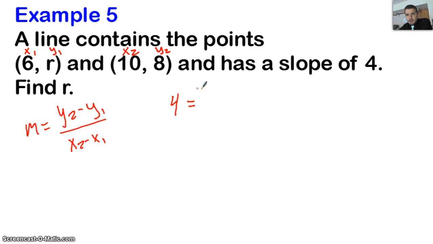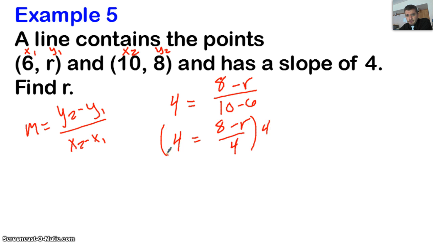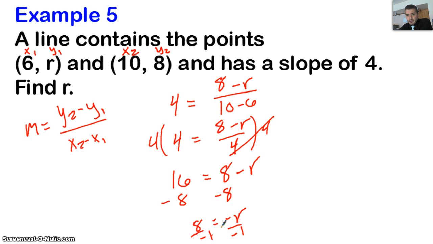So 4 equals 8 minus r over 10 minus 6. Work out the bottom first. 10 minus 6 is 4, so 4 equals 8 minus r over 4. To get rid of the fraction, multiply. These cancel here. 4 times 4 is 16, equals 8 minus r. Subtract 8. 8 equals -r. Last step, divide by -1. r equals 8. So it would be 6, 8 to make this a true statement.